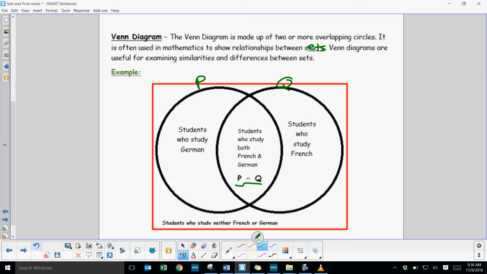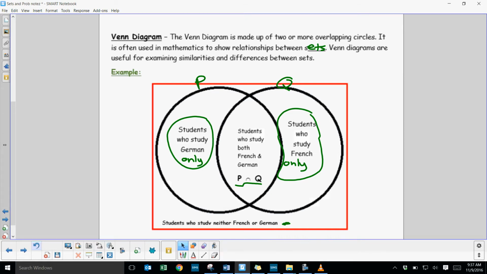Outside here are the students who study German only. So the word only is important, you might want to put that there. The students who study German only. And outside here are the students who study French only. So that's a key word. Whereas in the centre, there's those students who study both French and German. On the outside here, students who study neither French or German. So that's all we have to take for that page. Now let's move on to some examples.